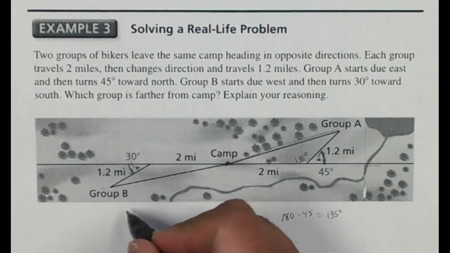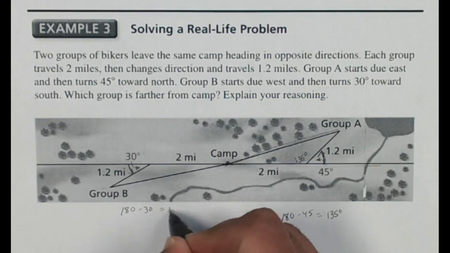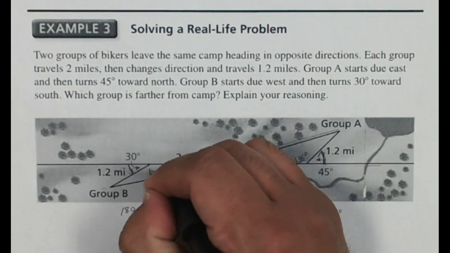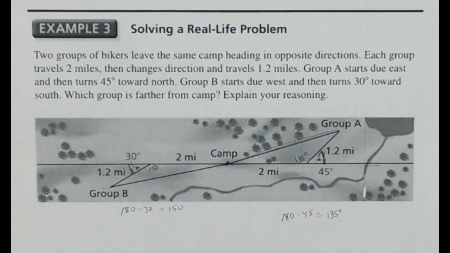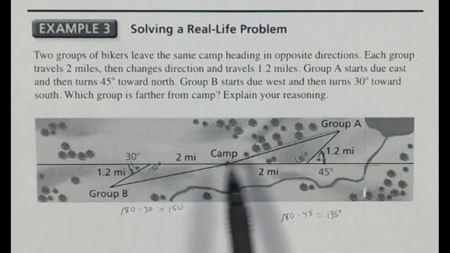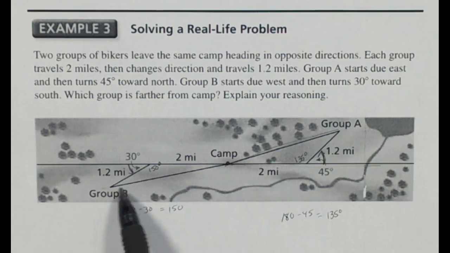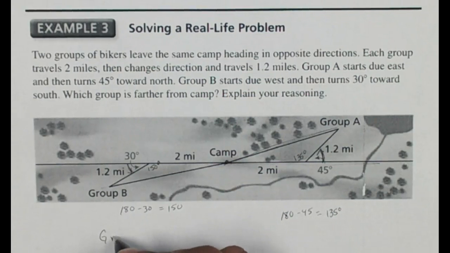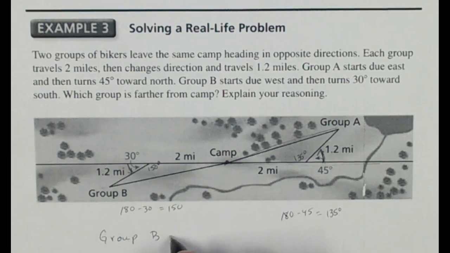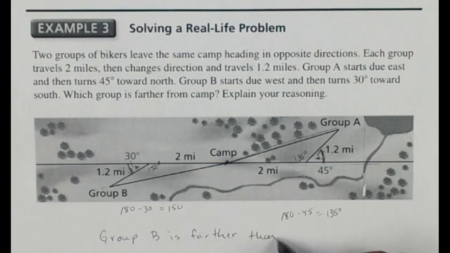So on the other side, we're going to do the same thing. I have to do 180 minus 30. That gives me 150, so this angle inside the triangle is 150 degrees. Since this angle measure is greater than this measure here, that tells me that group B is furthest from the camp. So group B is further away than group A because of the Hinge theorem.